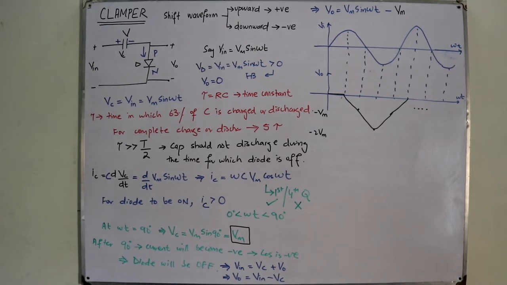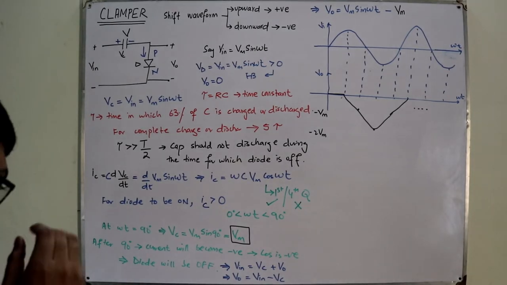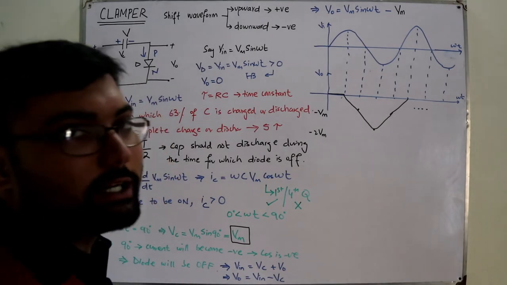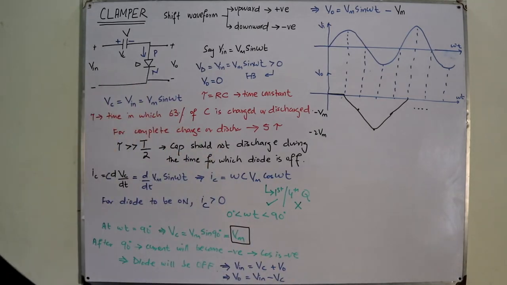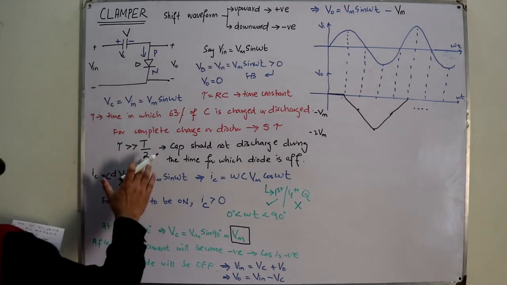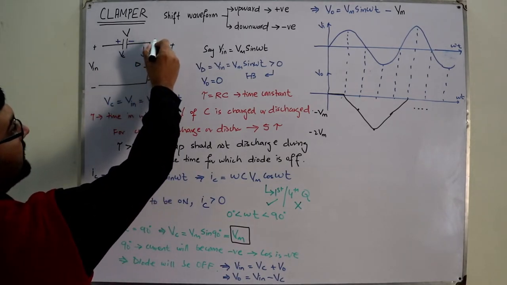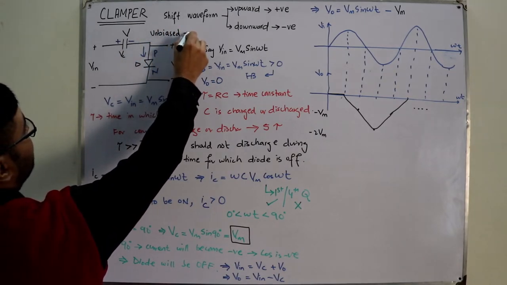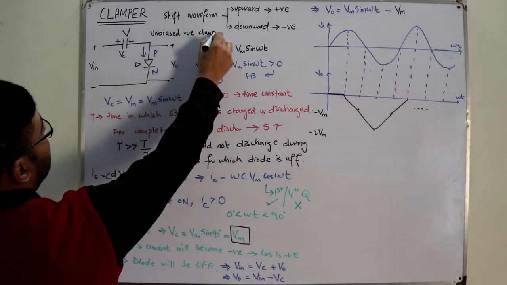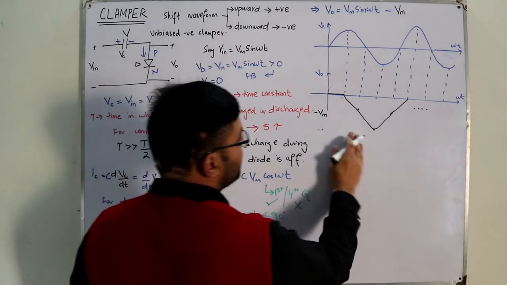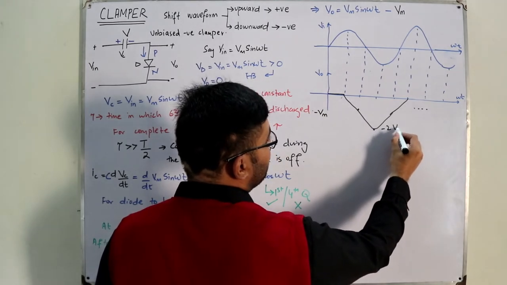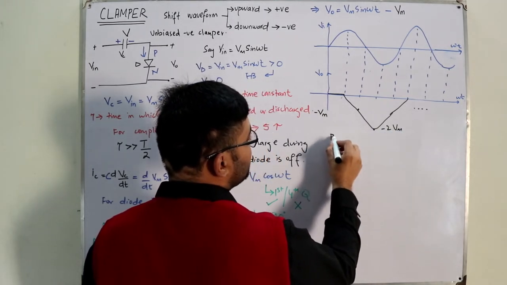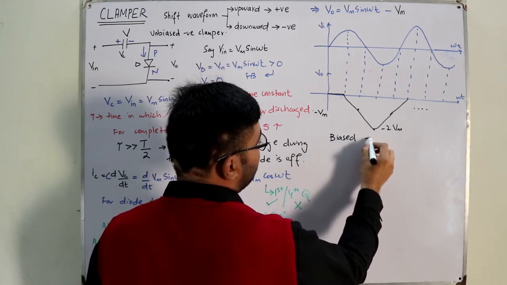Okay. So I hope you don't have a confusion. And if you have, I've told you the alternative, right? Yes, let's say we see a negative clamper with a bias, with an external biasing source. So this was an unbiased clamper, right? This was unbiased too. Negative clamper. Let us have a biased negative clamper. Let me remove this. This, you know, is at a negative 2 Vm.